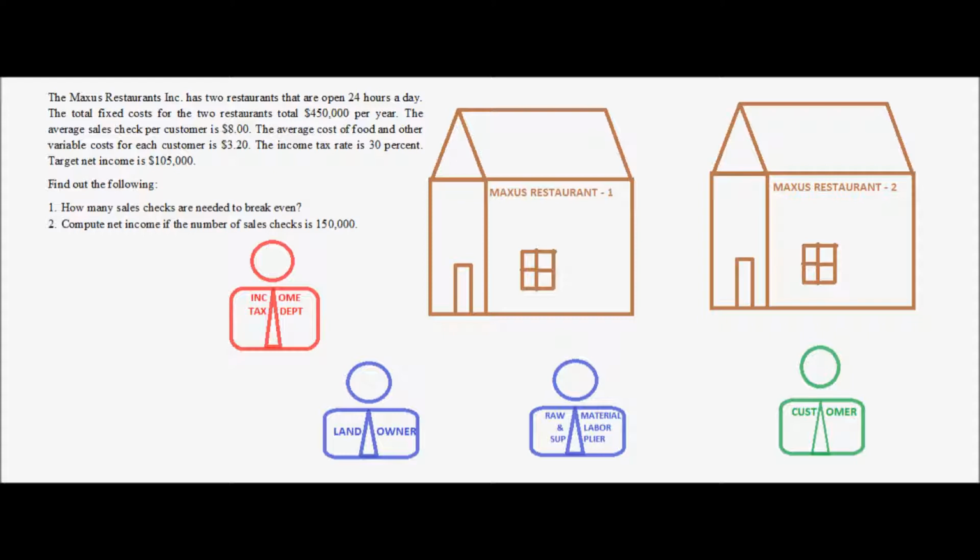The average sales check per customer is $8. The average cost of food and other variable costs for each customer is $3.2. The income tax rate is 30% and the target net income is $105,000. Now we have to find out the following. First, how many sales checks are needed to break even? And second, compute net income if the number of sales checks is 150,000.